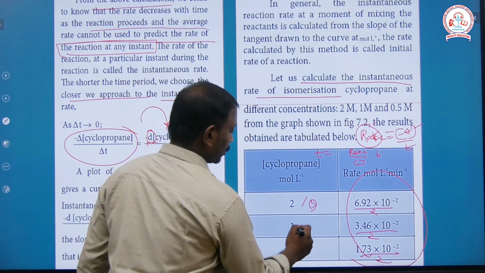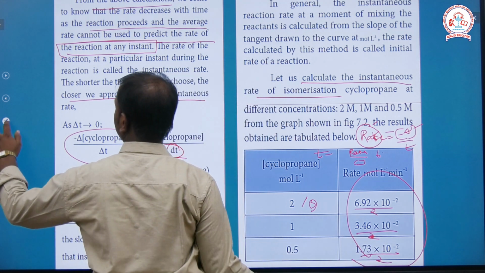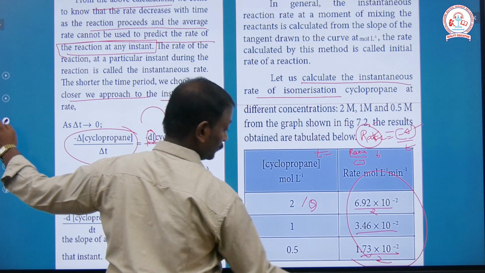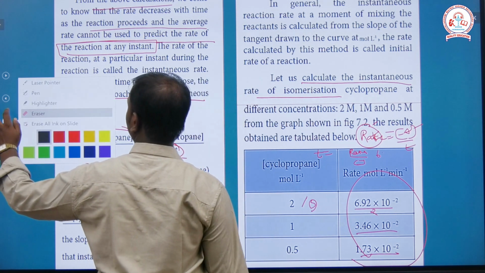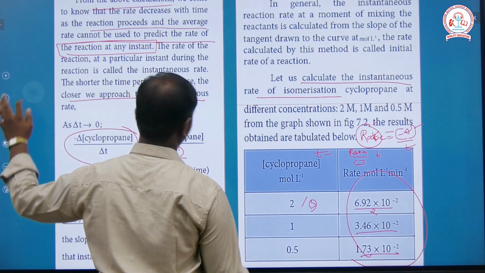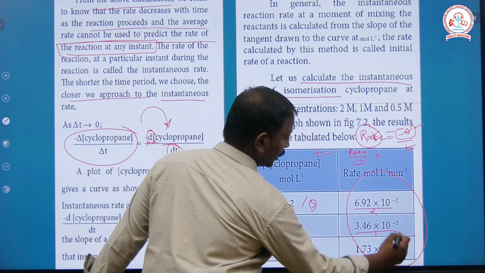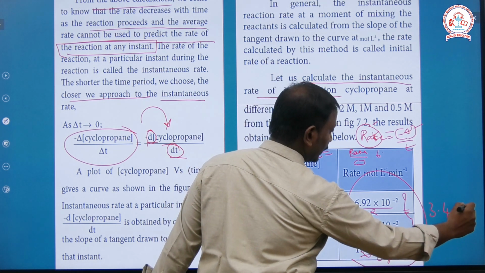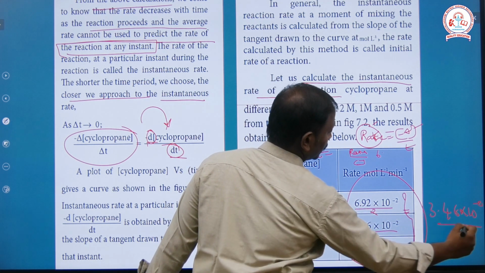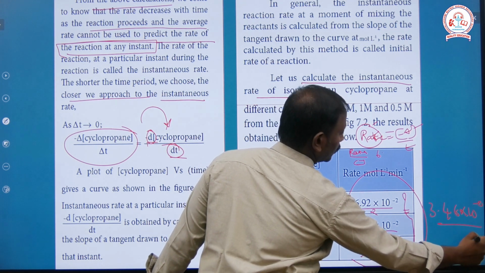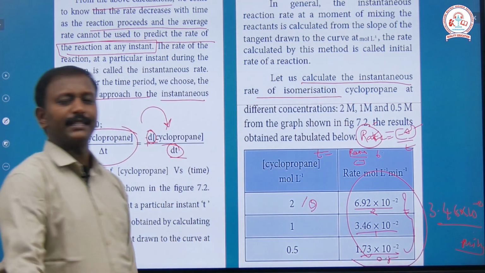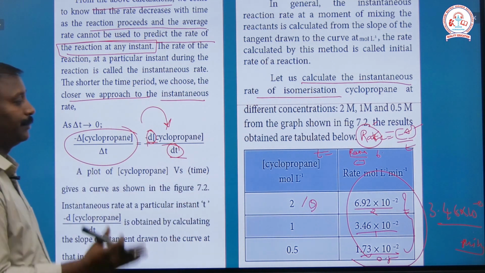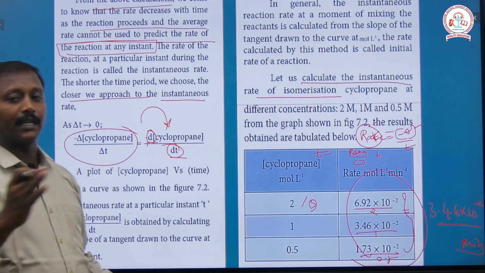Here it is 1, not 2. So we divide by 1 and divide by 0.1, and we get the same average rate value, 3.46 into 10 power minus 2 per minute. This is the average rate of the reaction at a particular time. The same value, half the value, decreases with respect to the same interval of time.